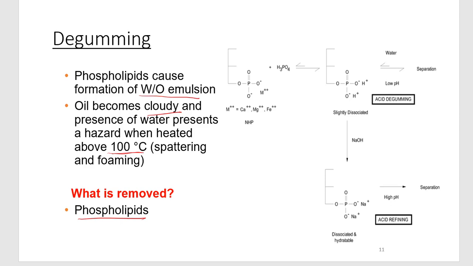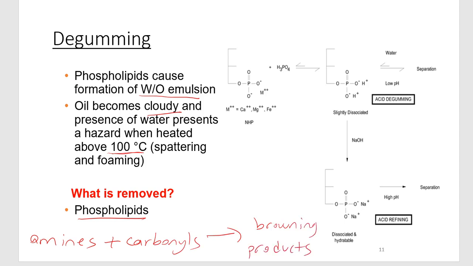Another reason we want to remove phospholipids is that they contain amine groups. And those amines can interact with carbonyls, which causes browning products, which is undesirable during thermal processing or storage.